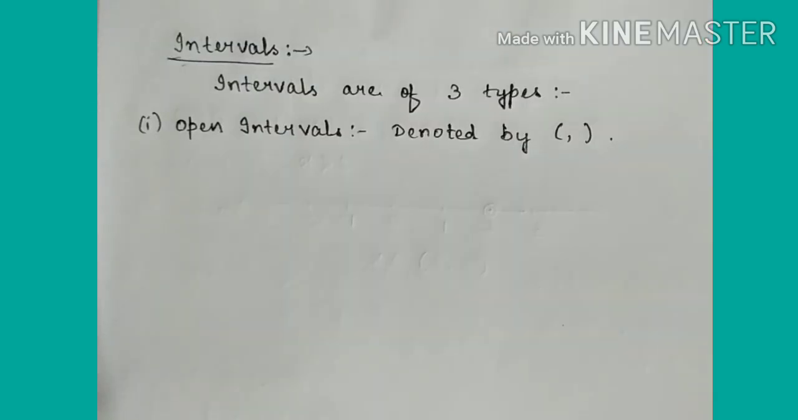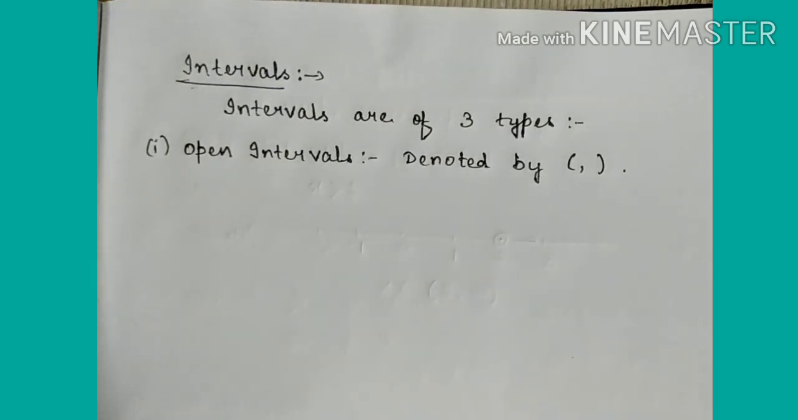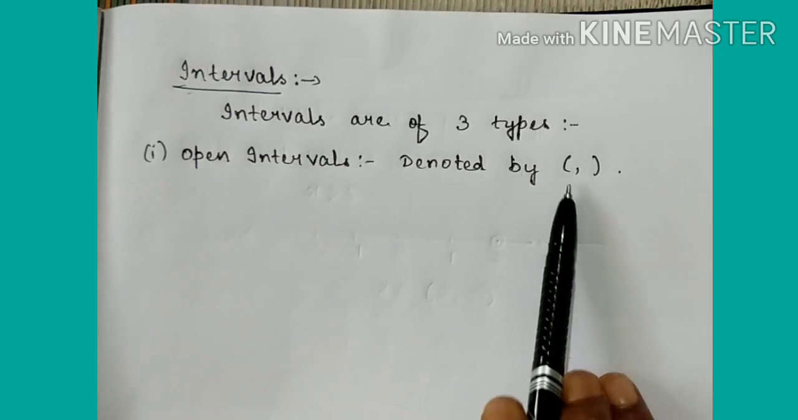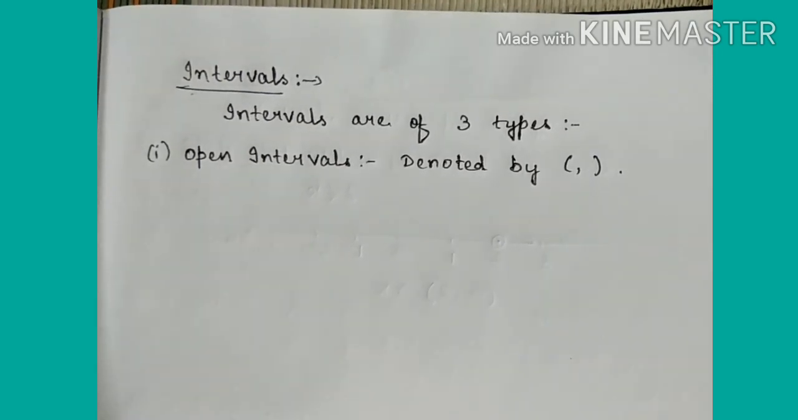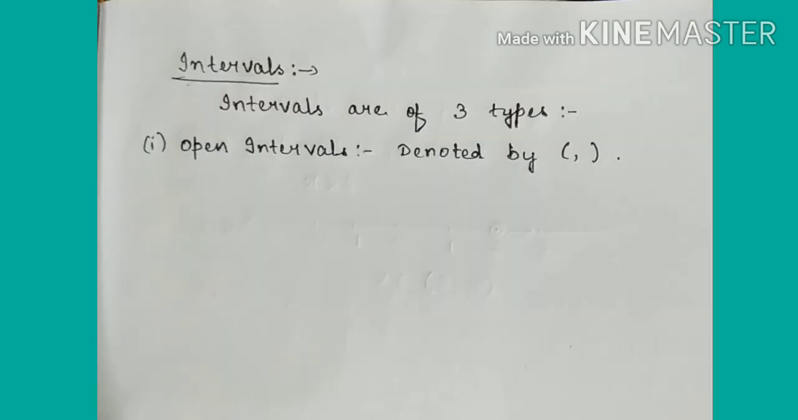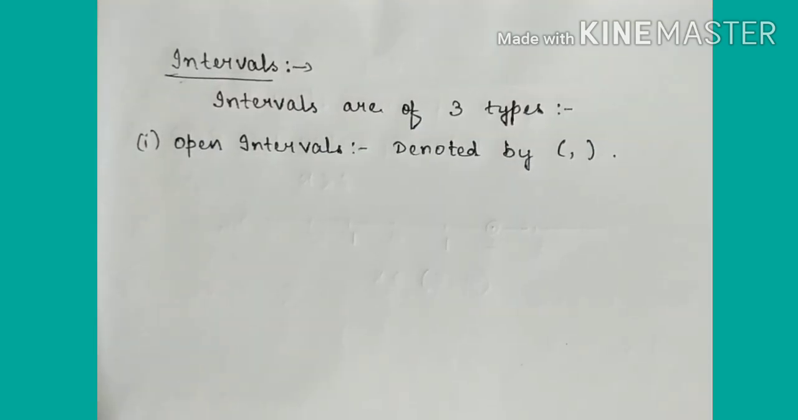Intervals are of three types: open intervals, closed intervals and half intervals. Open intervals are denoted by open brackets. These are also called first brackets. Now let's understand open intervals through the number line.